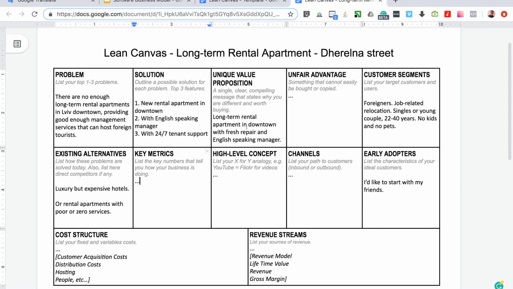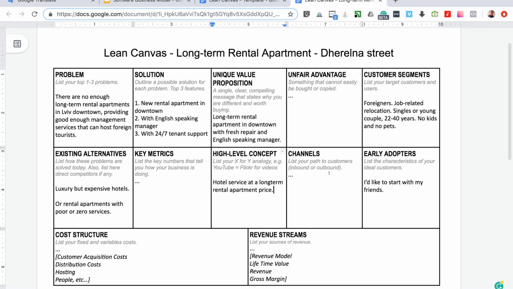How can I describe the high-level concept for my rental apartment business for this single real estate object? I would probably go for something like hotel service at a long-term rental apartment price. Sounds pretty cool. It could even be used for marketing purposes, right? Hotel service at a long-term rental apartment price.